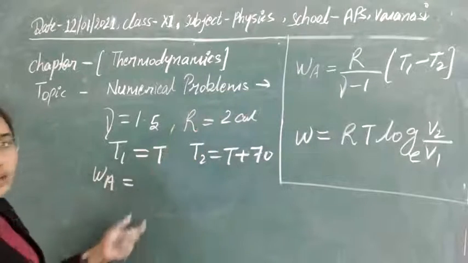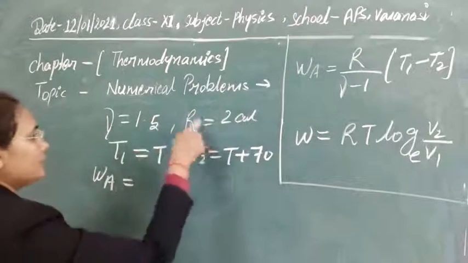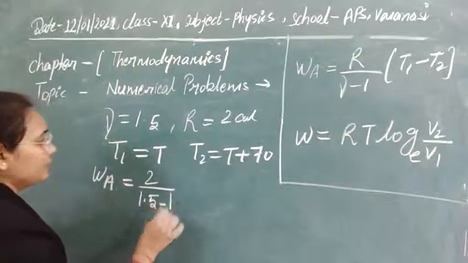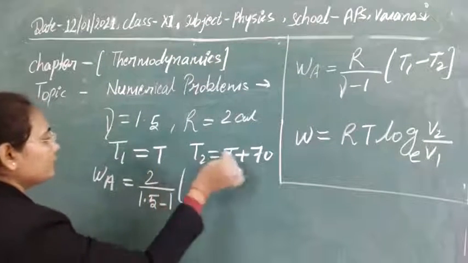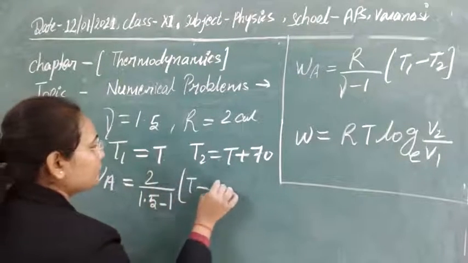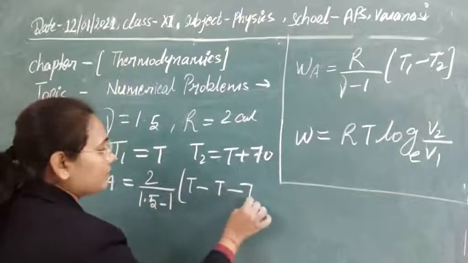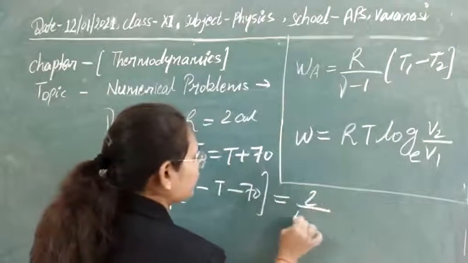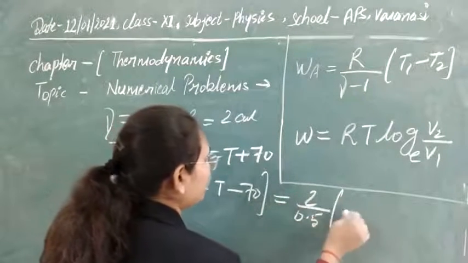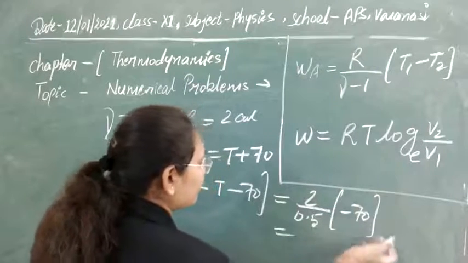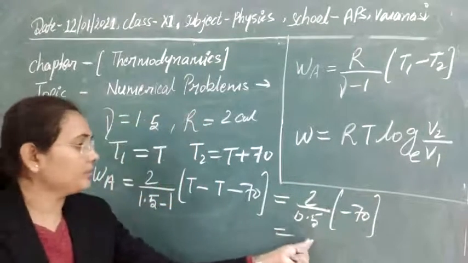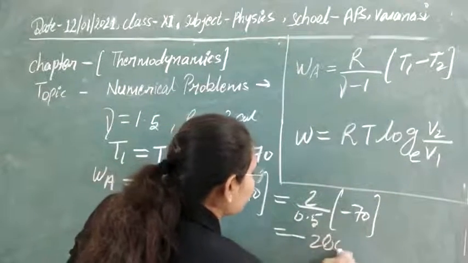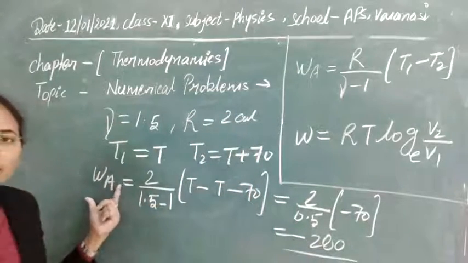In this formula, the value of R is 2, the value of gamma is given as 1.5, so gamma minus 1 is 0.5, T1 is T, and T2 is T plus 70. After solving this, you get 0.5 and minus 70. Solving it again, 1 by 2 gives 4, so finally you will get 280, which is the work done.